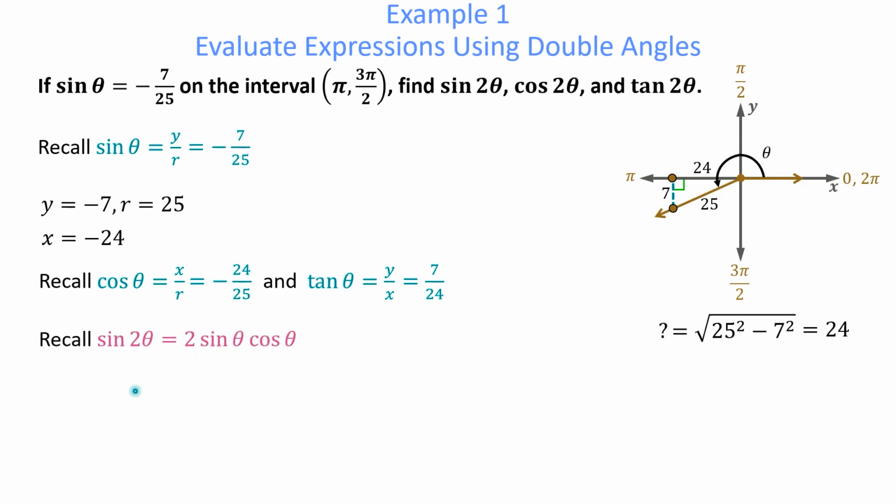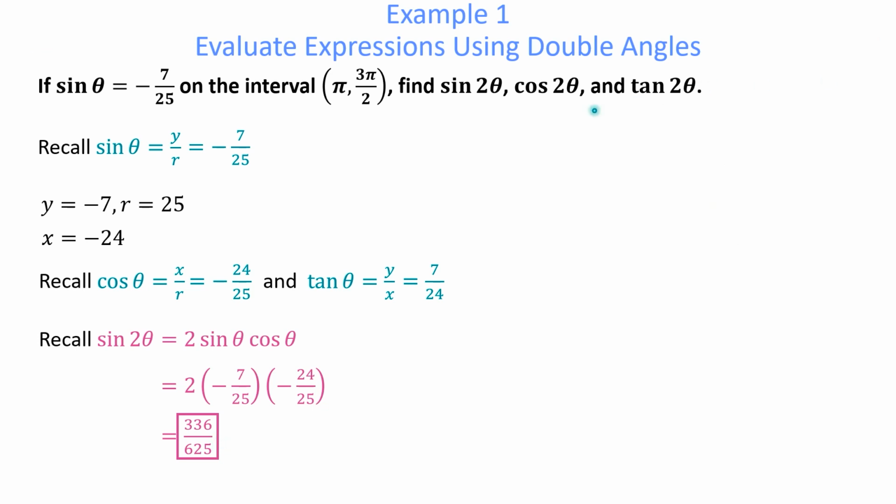Now, if we recall the double angle identity, sine 2 theta is equal to 2 sine theta multiplied by cos theta. We know what sine theta is, we know what cos theta is from here and there. We simply substitute them into this identity to give us the following. And when we compute this, we get the simplified answer of 336 over 625.